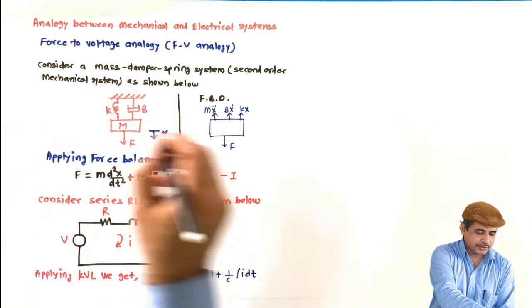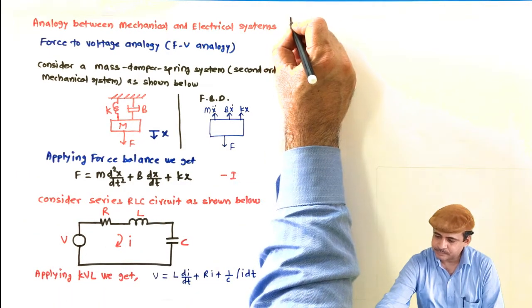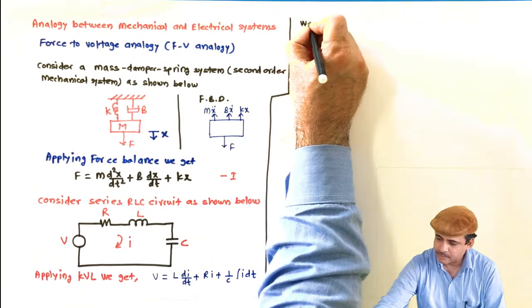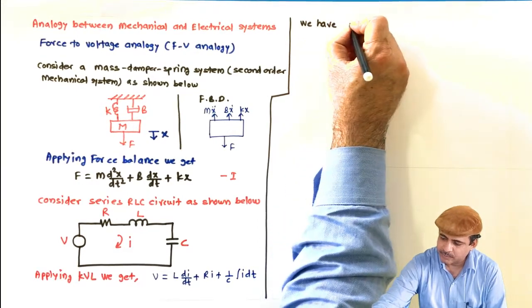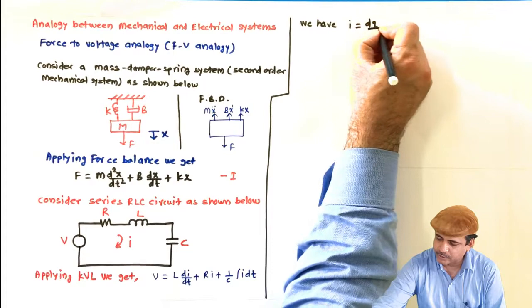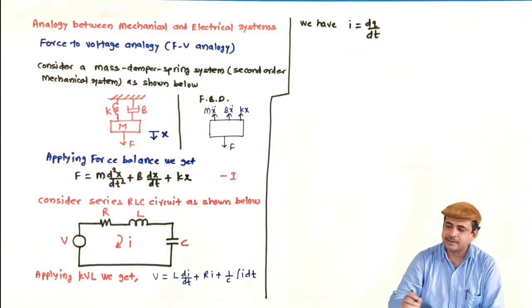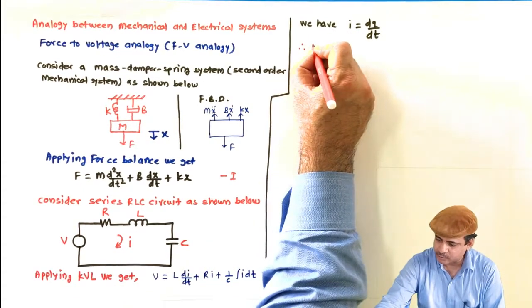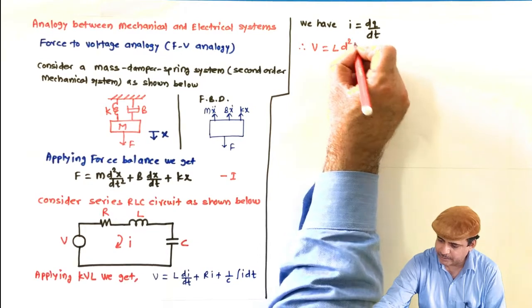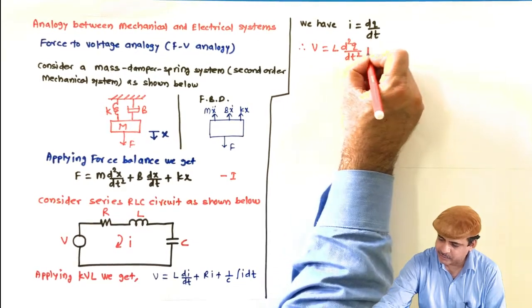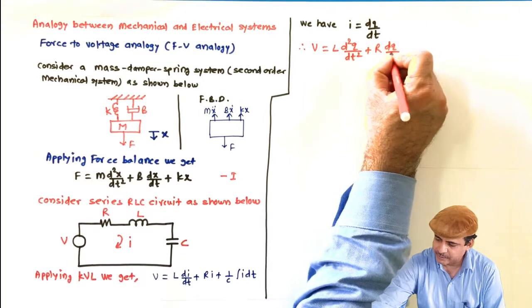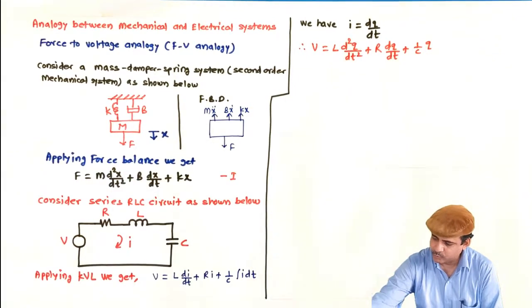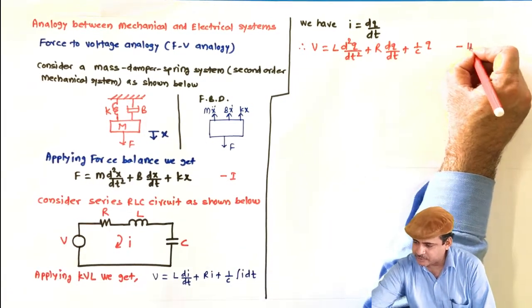So let us make use of one property, that I is equal to dq by dt, that is, current is the rate of change of charge. Hence this equation can be written as V is equal to L d2q by dt square plus R dq by dt plus 1 upon C into q. And now let us mark this as equation 2.